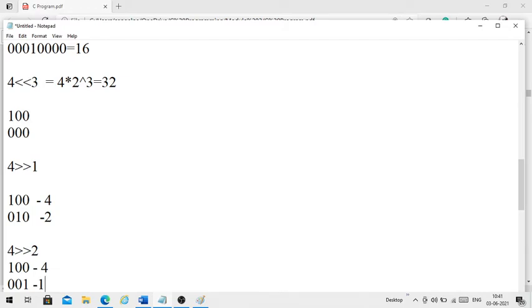Here also the same problem occurs. If you shift it again, the value becomes 0. But what is happening here? This is 4. If I shift it 1 time, it's equivalent to a number divided by 2. This is equivalent to that number divided by 2 square.